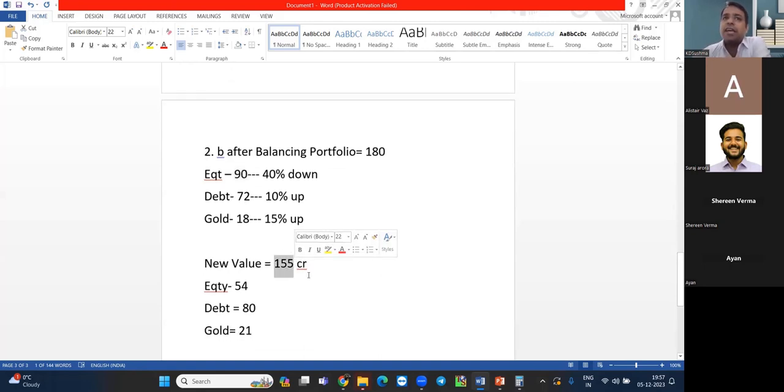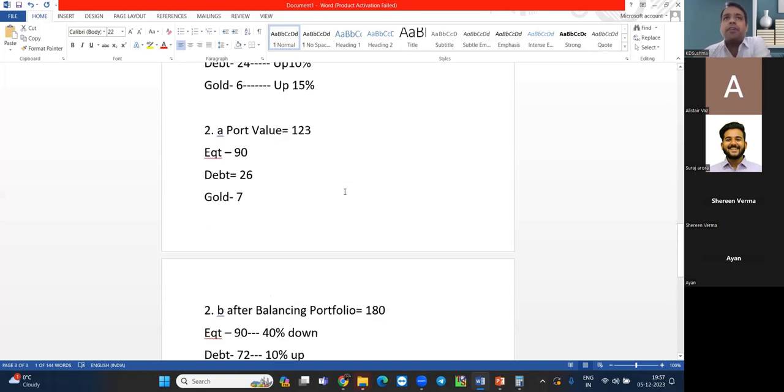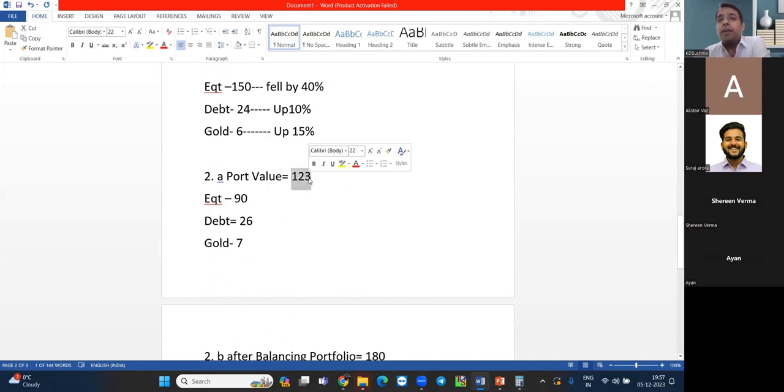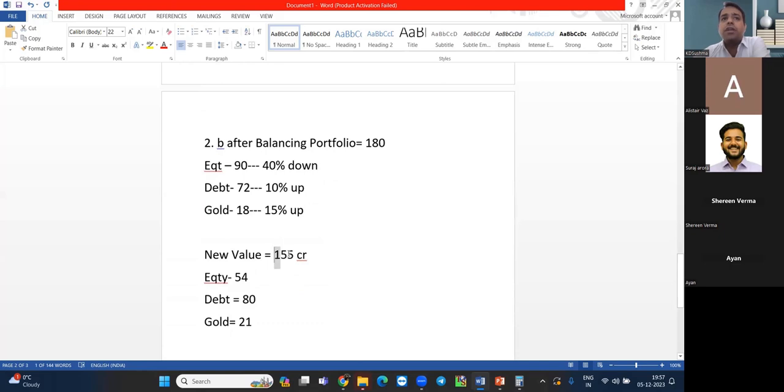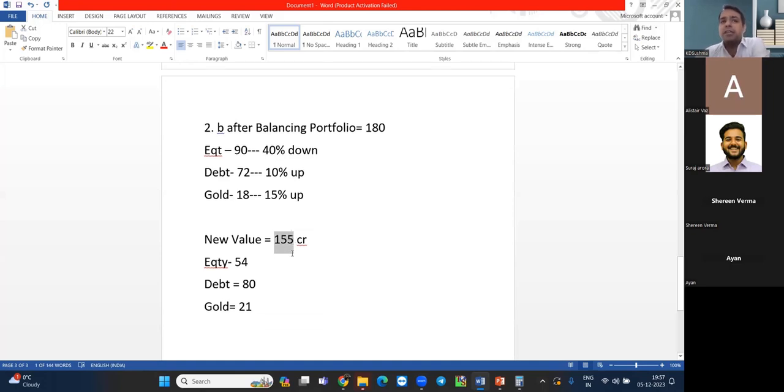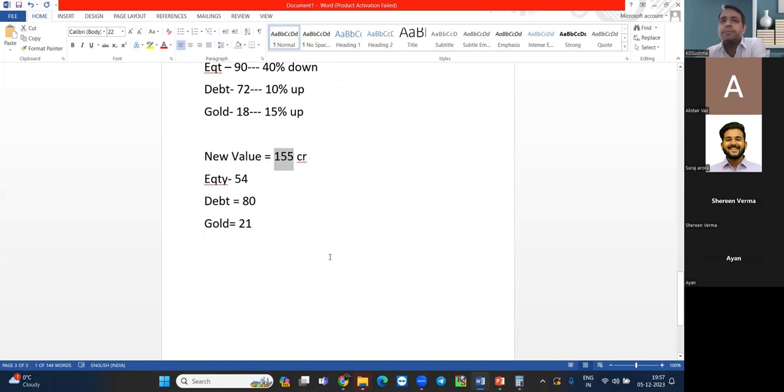That helps us protect our capital. From 180, how much did it fall? To 155, not much. Whereas in the other case we fell to 123. So that is a huge difference. We saved almost 13-14% just by rebalancing as per the view on the financial markets. So this is how we protect our capital while rebalancing. Understood?